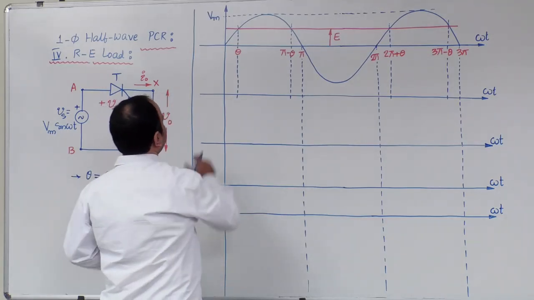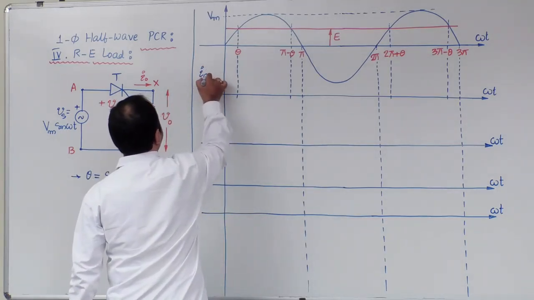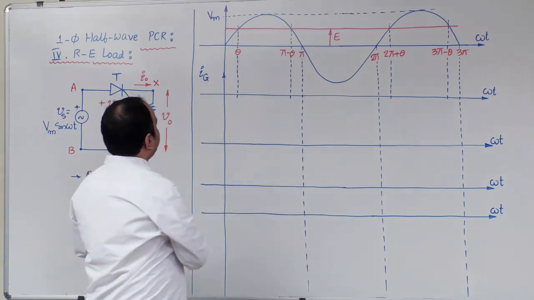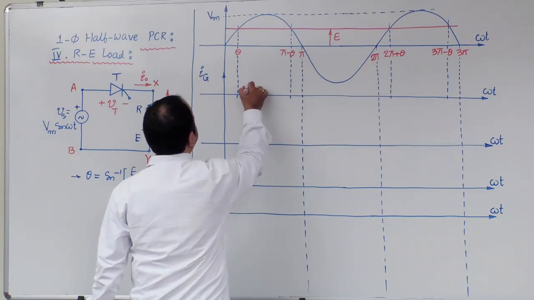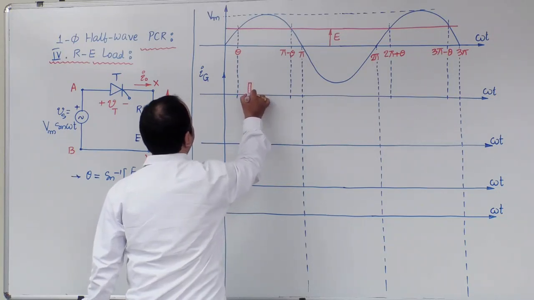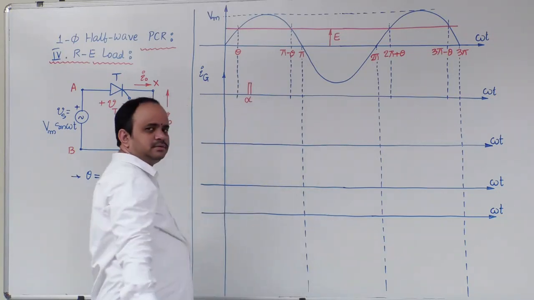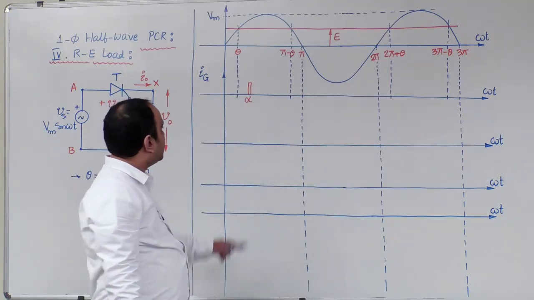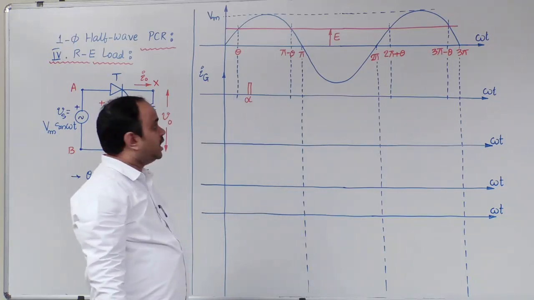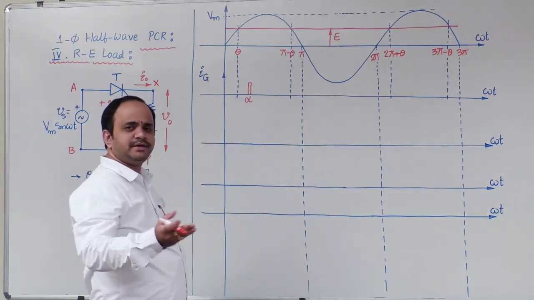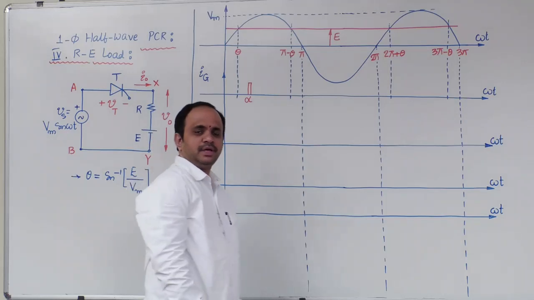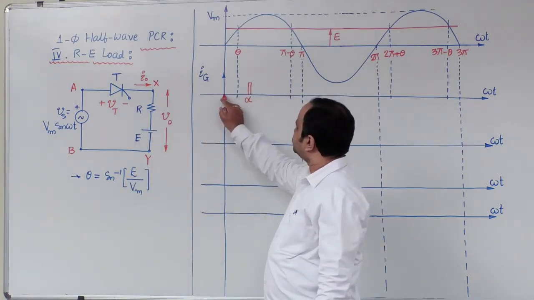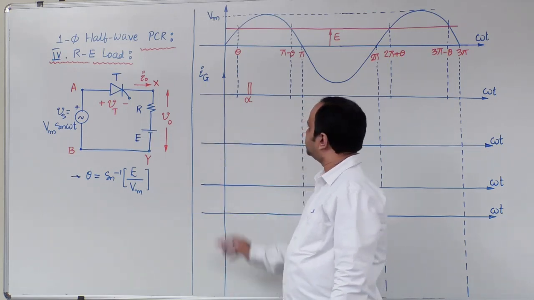So, for SCR to start conduction, what is the basic requirement? Firing angle should be supplied after theta, right? Otherwise the device is not forward biased and it will not start conduction. Remember, in single phase circuits, firing angle is measured from the positive zero crossing of source voltage.